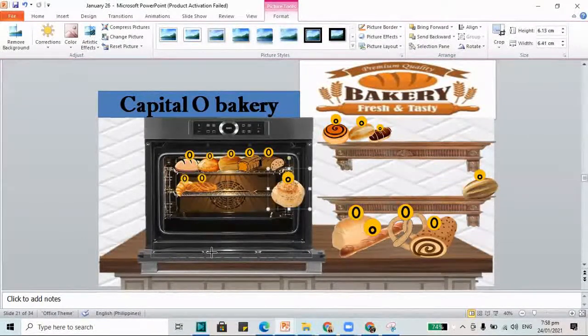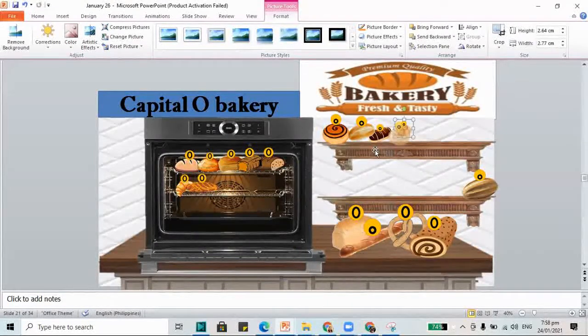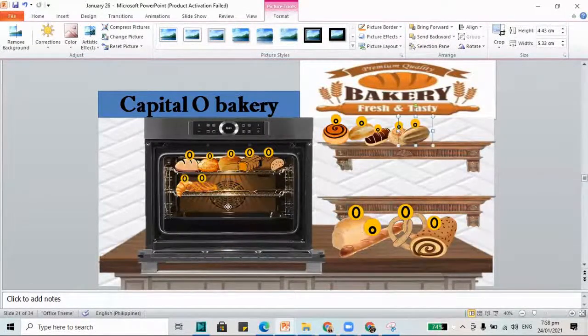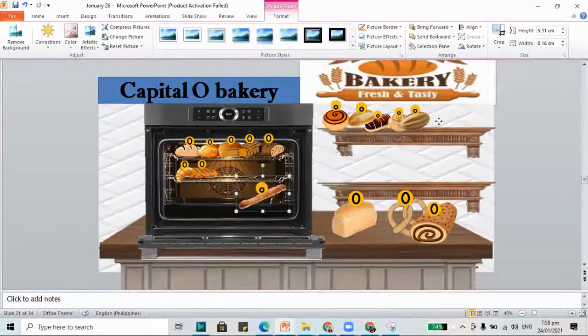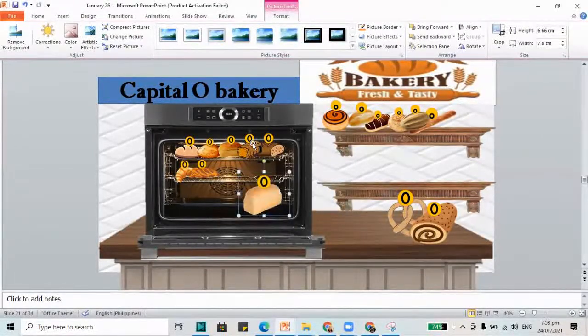This one, is this capital O? No, this is lowercase. How about this one? Is this capital O? No, this is lowercase letter O. How about this one? Do we have capital O? No, this is lowercase. And this bread, is this capital O? Yes, this is capital letter O.